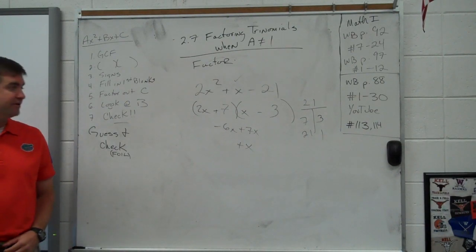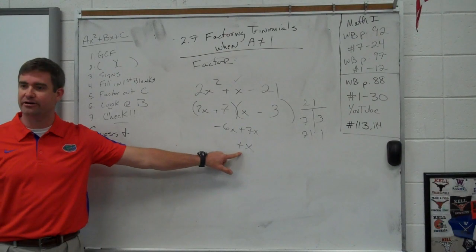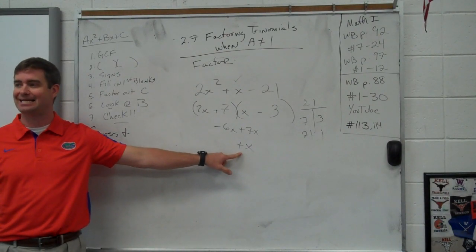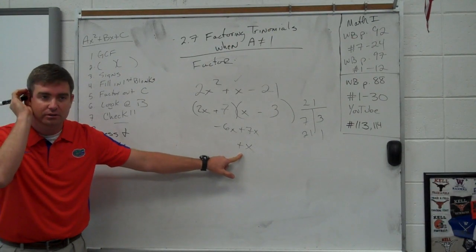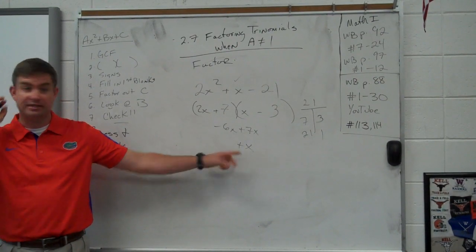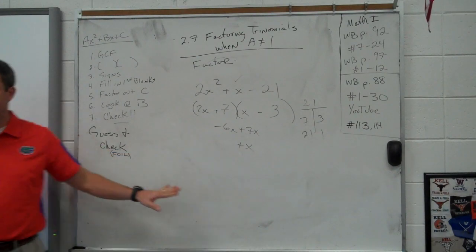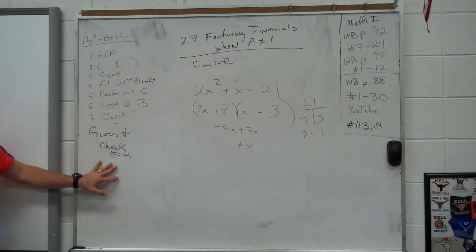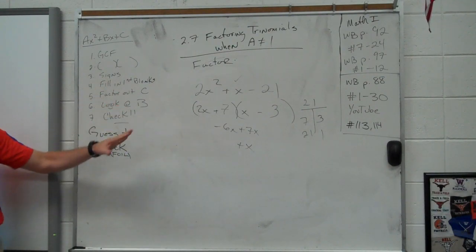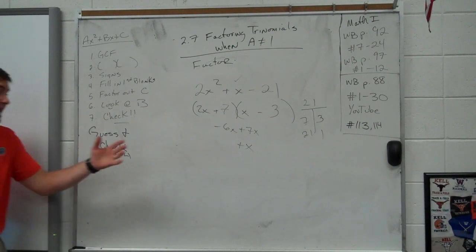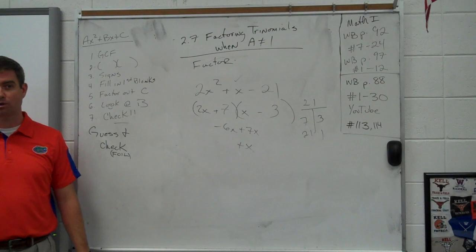Hold on, let me finish and then you can ask. What if I did all this work and I got down here, and instead of positive x, it said negative x? What would be the only thing I would have to do? Flip the signs. Very good. This one happened to work out perfectly, so I didn't have to do anything. What method are we using? Guess and check. We're checking using FOIL, but this is the guess and check method of factoring. We guessed that 3 and 7 were going to work. We checked it, so we know that it works.